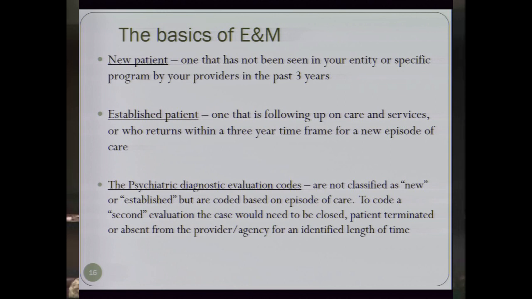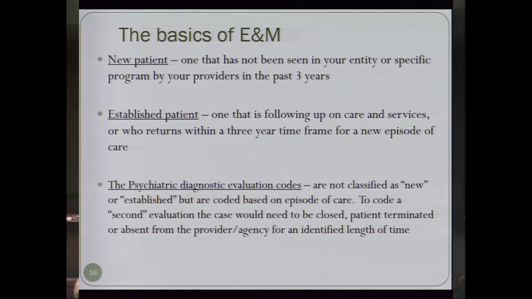What is a new patient with respect to evaluation and management? Well, it is a patient that has not been seen in your program within an agency for 3 years and a day. For Medicare purposes and commercial insurance companies, it's 3 years and a day for your tax identification number. But Medicaid will be tweaking how that's perceived in terms of agencies that have multiple programs. And so it's one that has not been seen for 3 years by that same classification of person. An established patient is one who's following up.